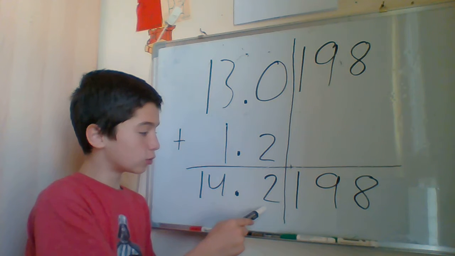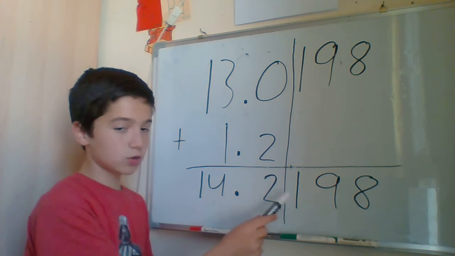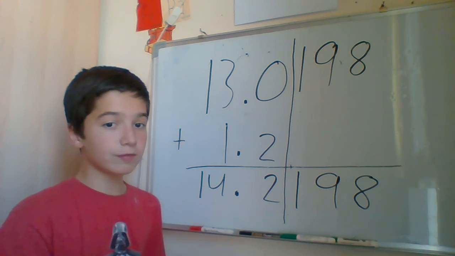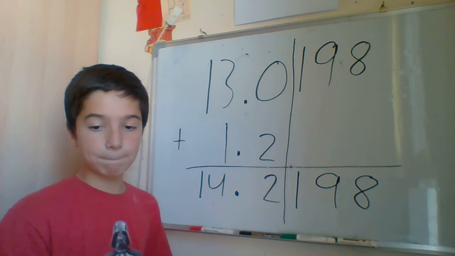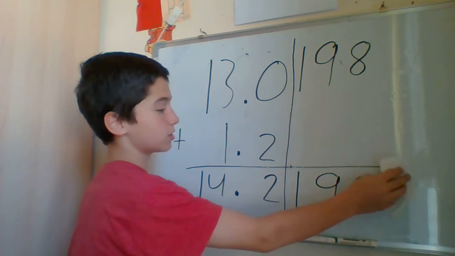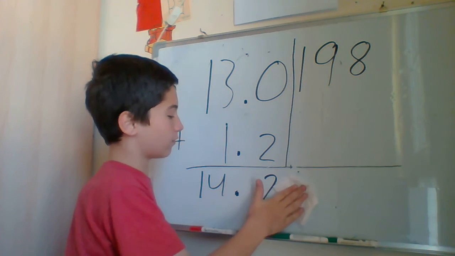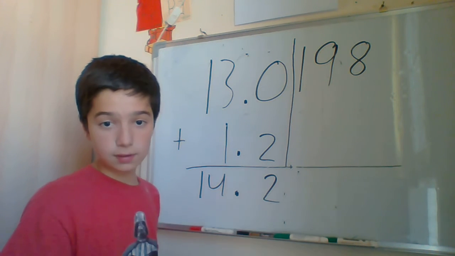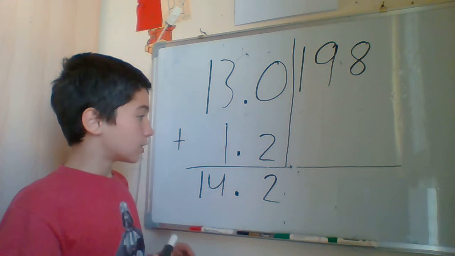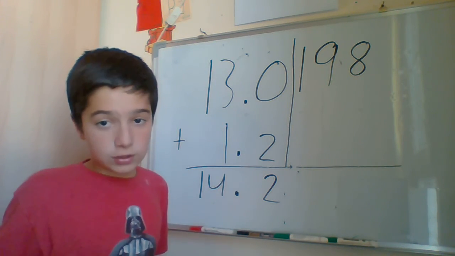Here we have the number 2. Next to the number 2 is 1. Is 1 more than 5? No. So we don't round up. And the answer is going to stay, we're going to have the answer of 14.2. Okay? So the answer here is 14.2.